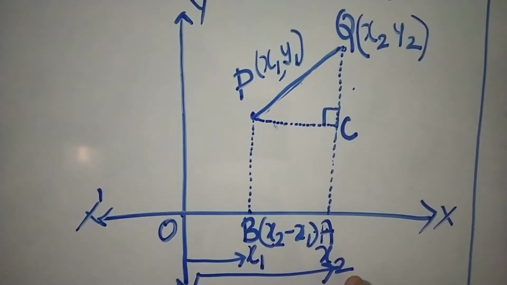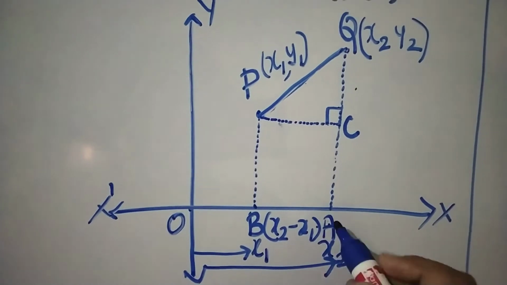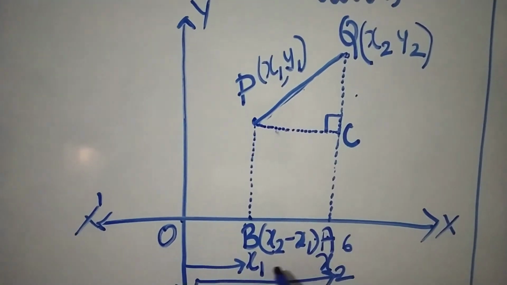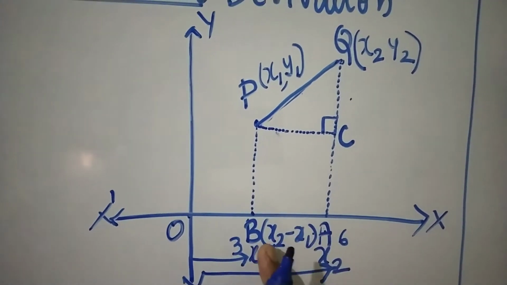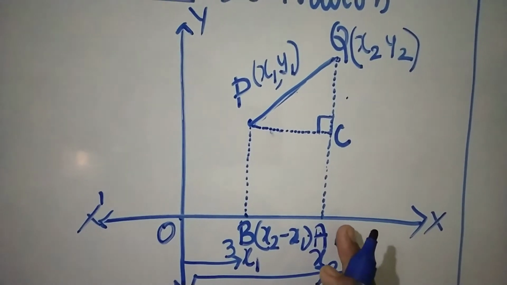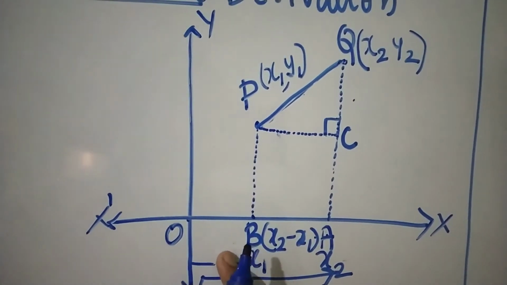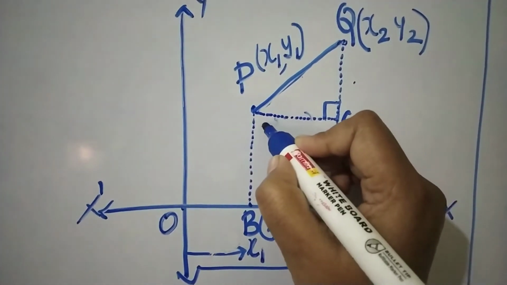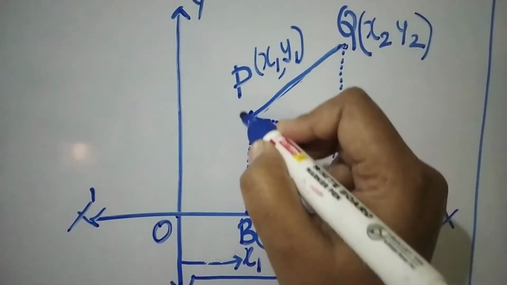If we subtract x2 minus x1, suppose this is 6 centimeter and this is 3 centimeter, then the distance between the points B and A will be 3 centimeter, right? So how did we find that? By subtracting 3 from 6. So this will become x2 minus x1, that is PC.